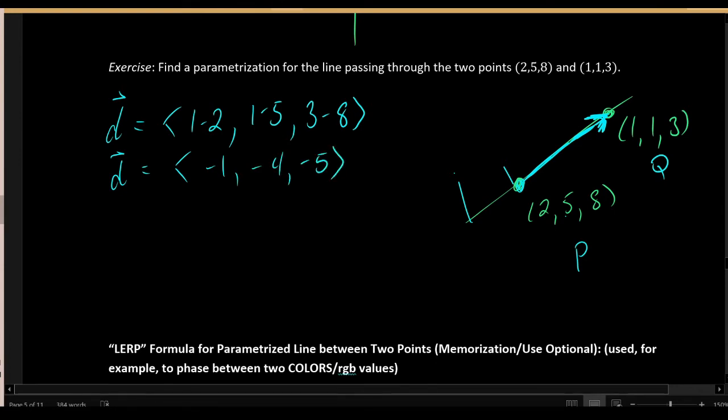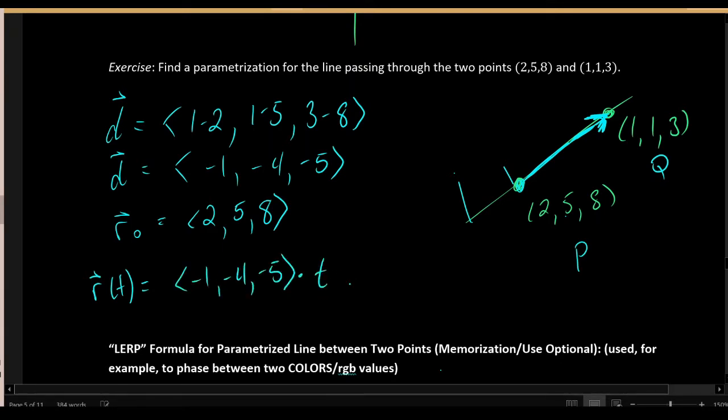For the initial point contained in this graph, for the initial point r0, you can use either P or Q. All you need is some point contained by the line. So I might just use P because it's first in the alphabet. It was the first one listed. So a parameterization for this line could be given by the direction vector scaled by the parameter t plus a vector pointing to the point P.